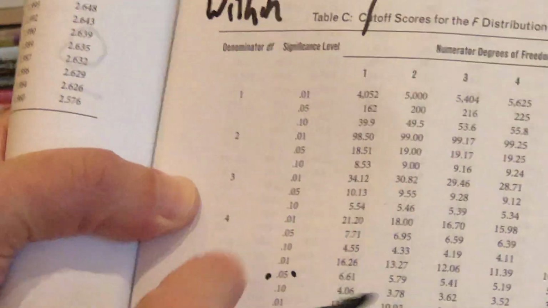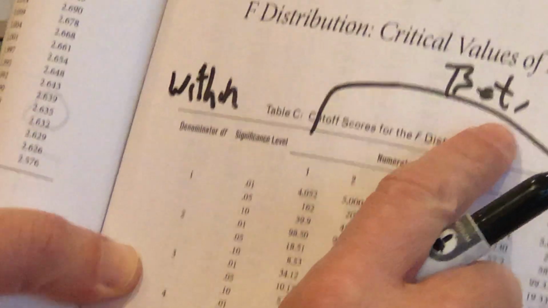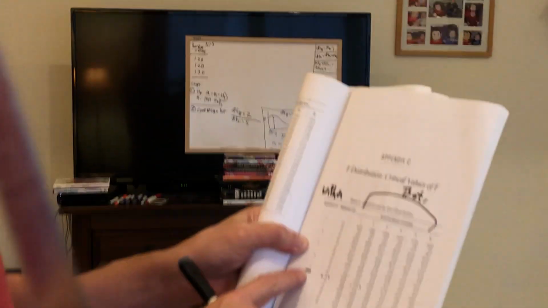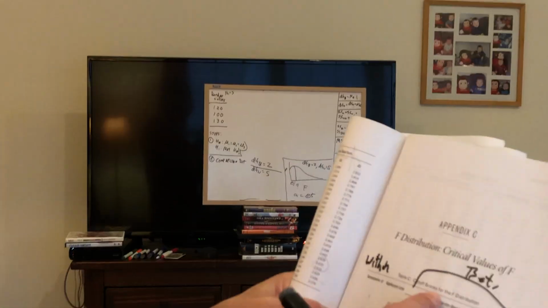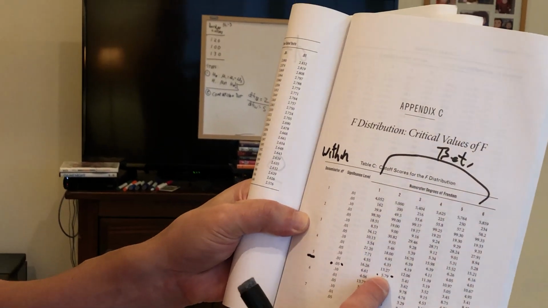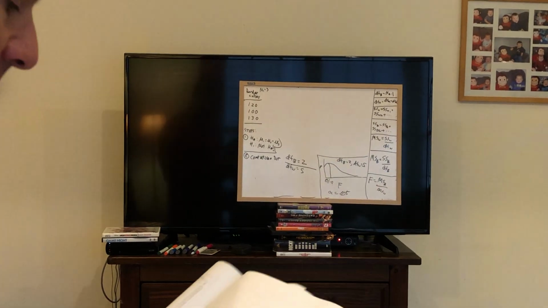Significance level, I can pick alpha equals 0.01 or 0.05 or 0.10. We're picking an alpha of 0.05. We're starting with that. And then the number of between group degrees of freedom, also known as the numerator degrees of freedom, the top part of that ratio, is 2. And so we have a single number, which is 5.79. 5.79 means we have 5 within group degrees of freedom, 2 between group degrees of freedom, and an alpha of 0.05. So that is where that 5.79 comes from.